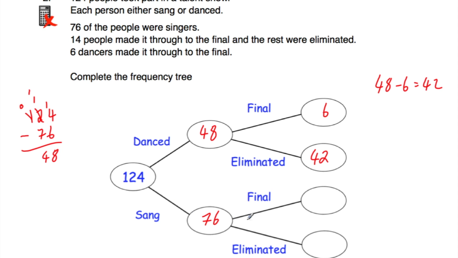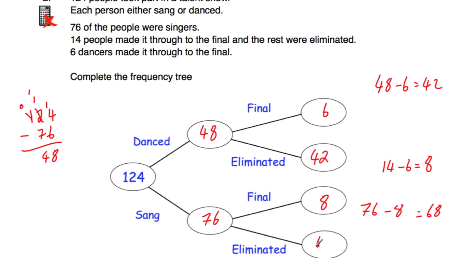Okay, now let's have a look at the singers. Of the 76, some of them made it through to the final and some were eliminated. We're told that 14 people made it through to the final, and we know that 6 dancers made it through, so 14 take away 6 is equal to 8. That means that 8 singers made it through to the final, because 6 plus 8 is equal to 14. To work out how many singers were eliminated, 76 take away 8 is equal to 68.